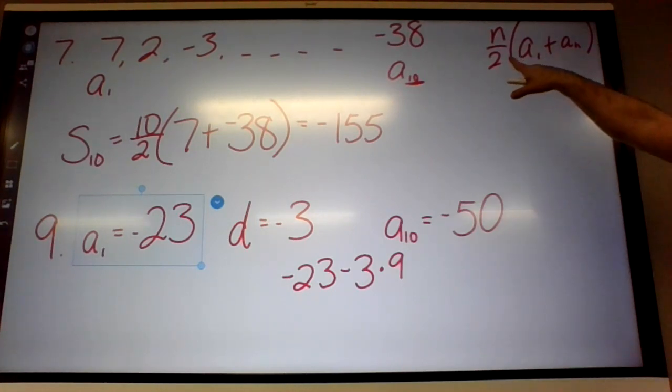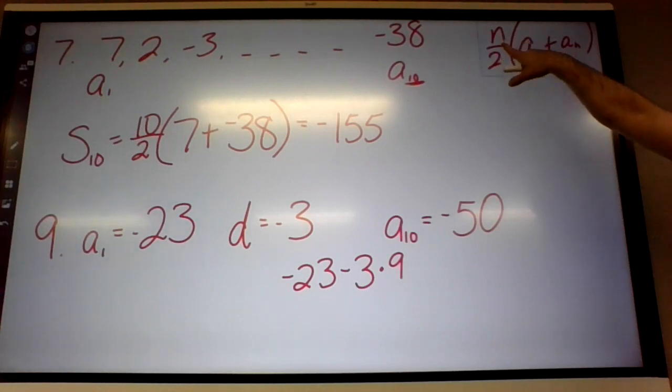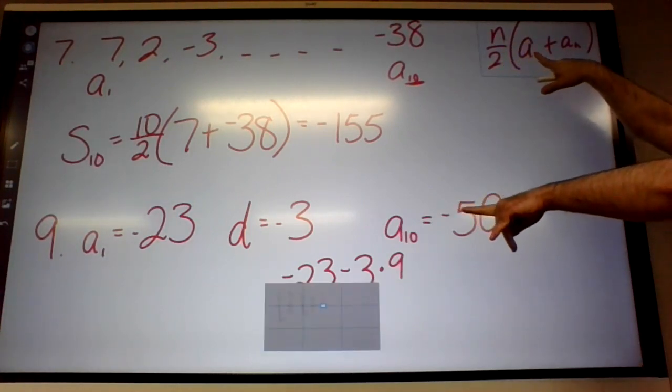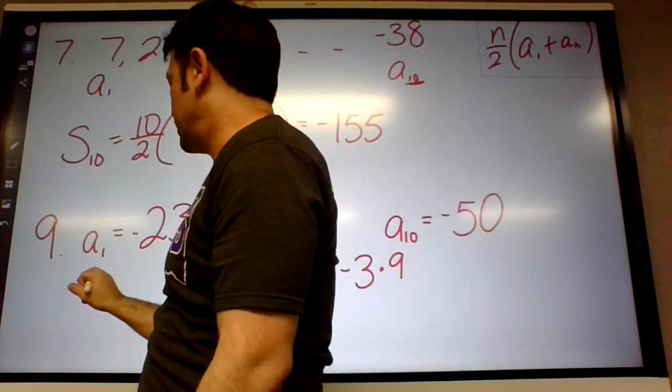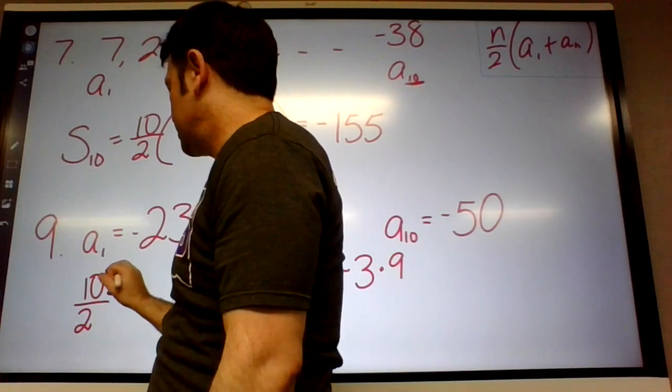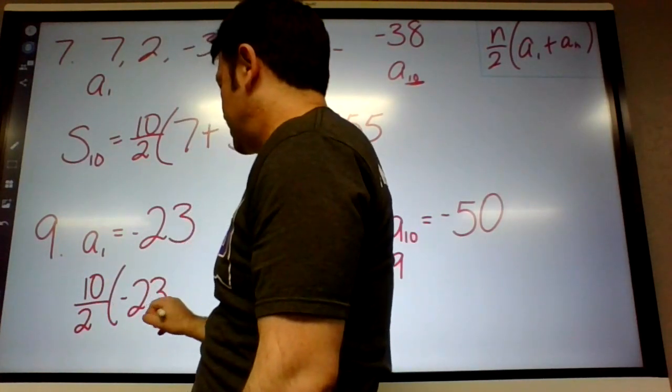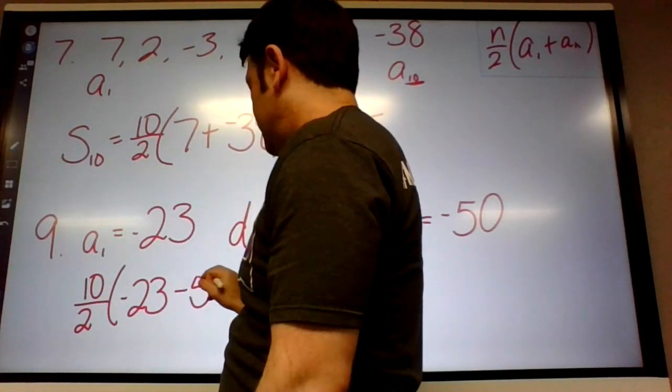Okay, so for my formula, it'll be 10 divided by 2, times negative 23 plus negative 50. So the number of terms is 10. The first term is negative 23, and the last term is negative 50.